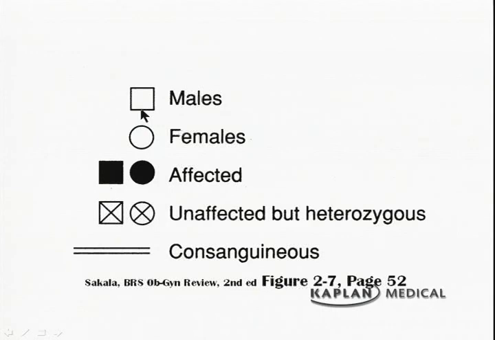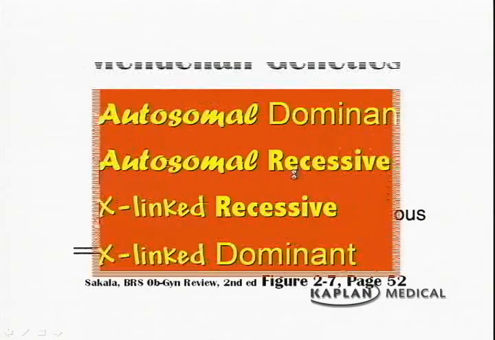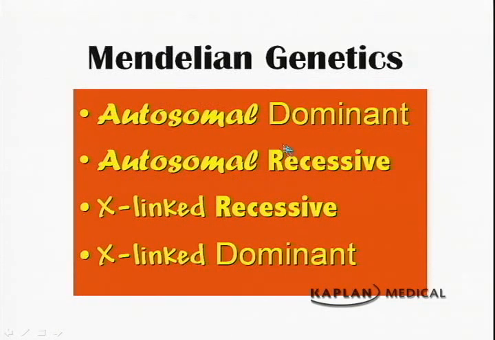The squares are males, the circles are females. If the circle or square is solid, it is an affected person. If there is an X through it, it means that they are carriers, unaffected but heterozygous, and double lines mean consanguinity, which is closeness of genetics. So let's go through each of these.